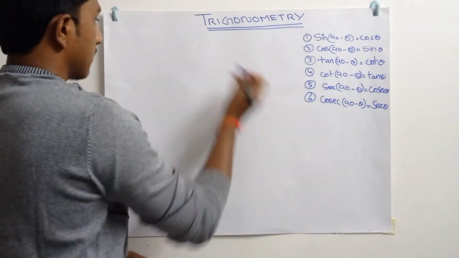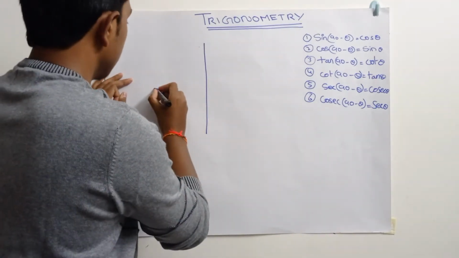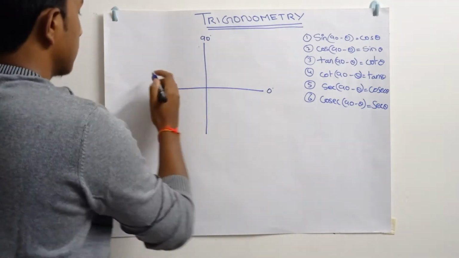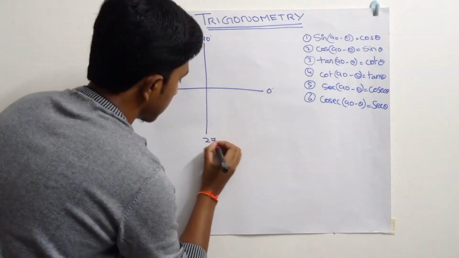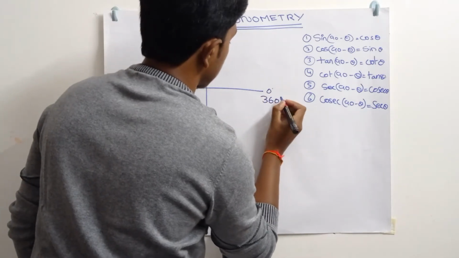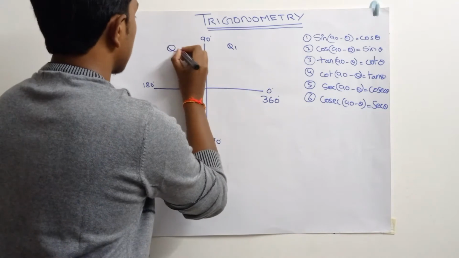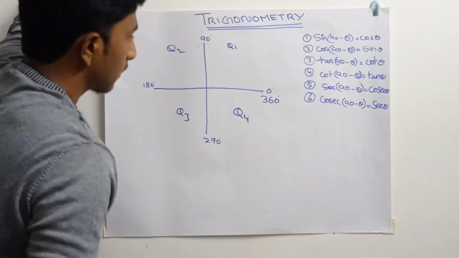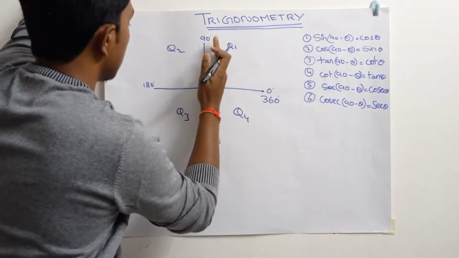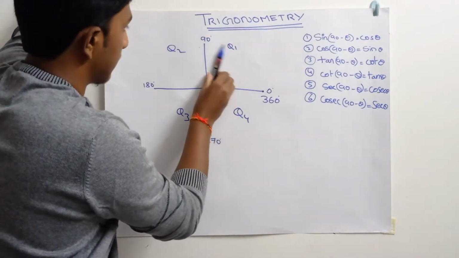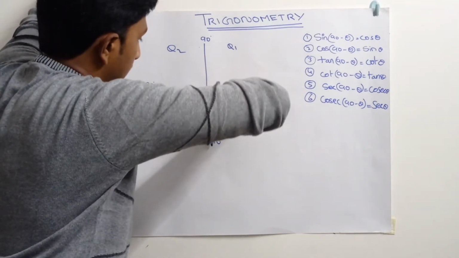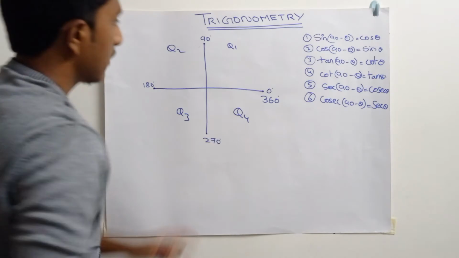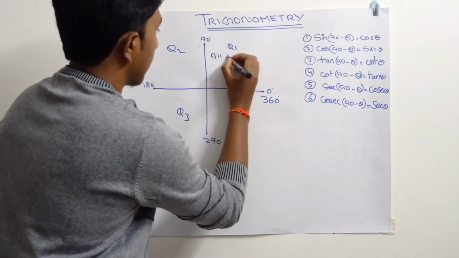Now we'll take this diagram, the same diagram which we did in the past videos: 0 degrees, 90 degrees, 180 degrees, 270 degrees and 360 degrees for the quadrants. This is the first quadrant, this is the second quadrant, this is the third quadrant. Guys, is it visible? This is the fourth quadrant. 90, 180, 270 degrees, and when we have a complete circle it is 360 degrees.